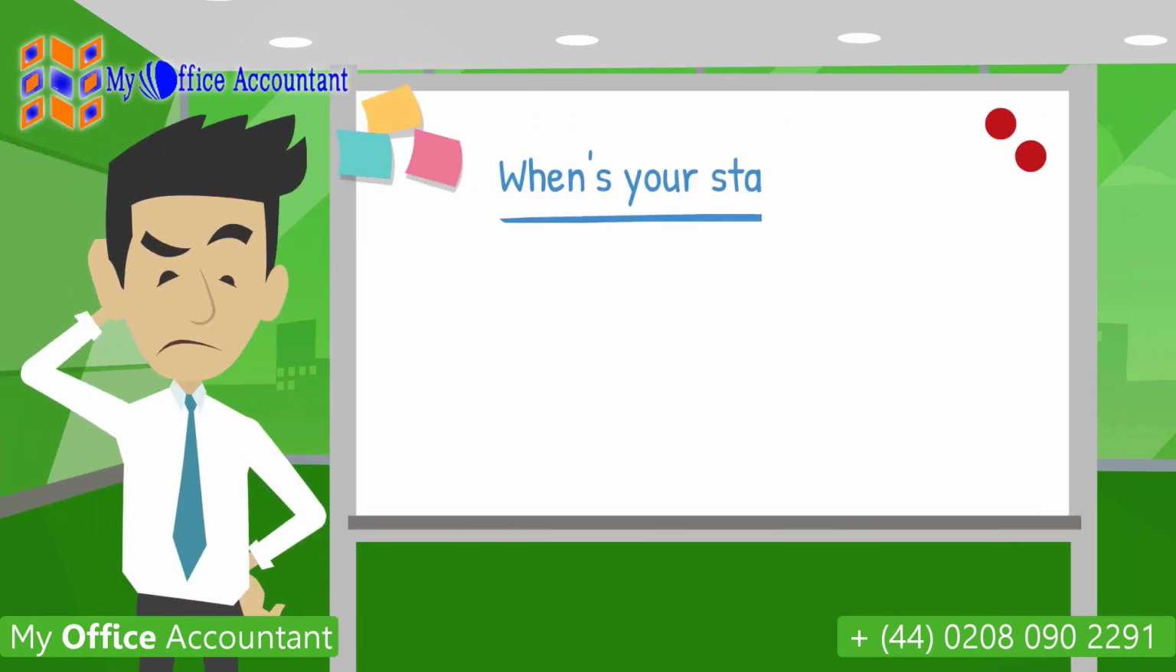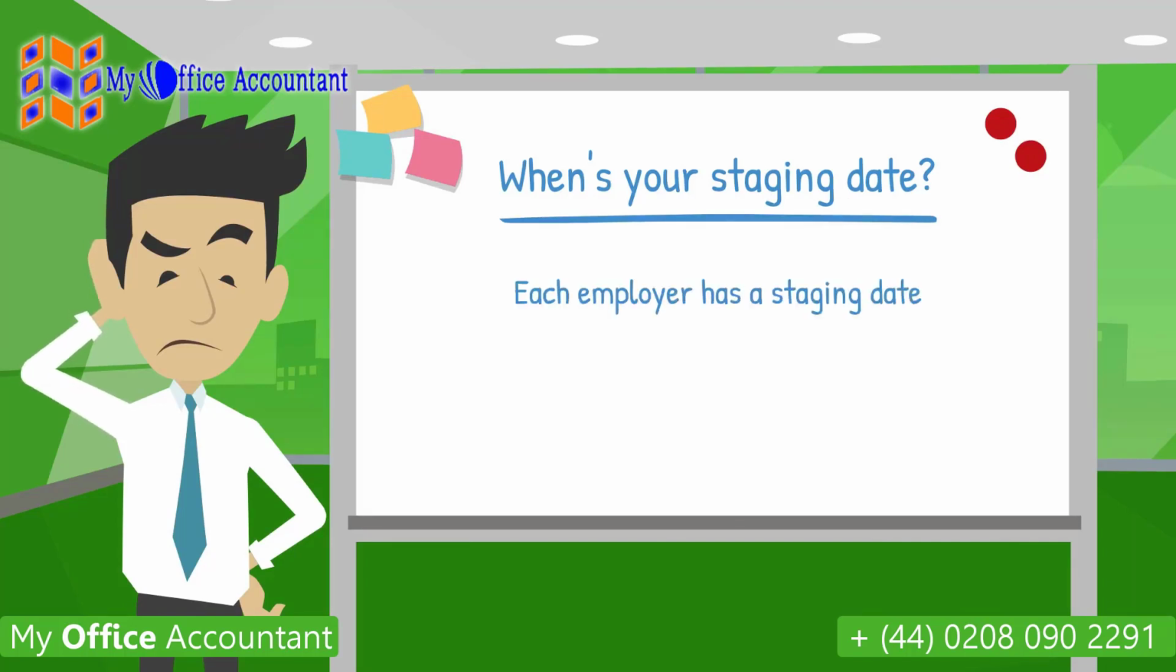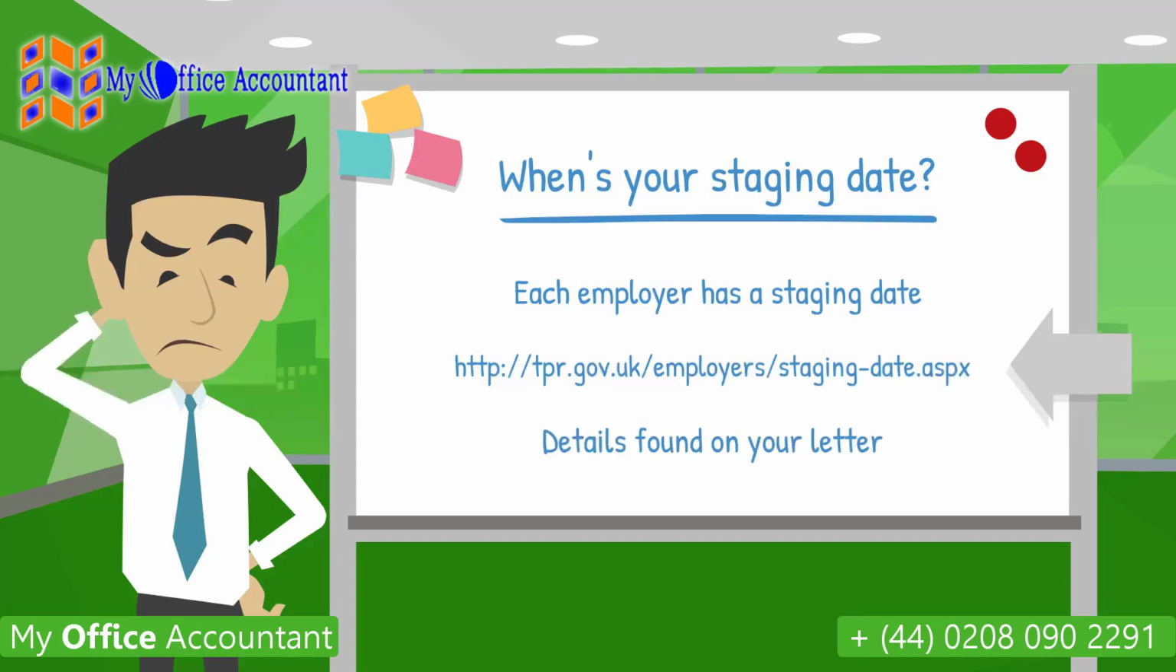Each employer will have a staging date, which is the date the new duties come into force for that employer. It's important that you check your staging date at the following link, so that you're ready for it. You'll need the reference from your letter, but if you've misplaced it, you can recover it from the link by entering your accounts office reference number.